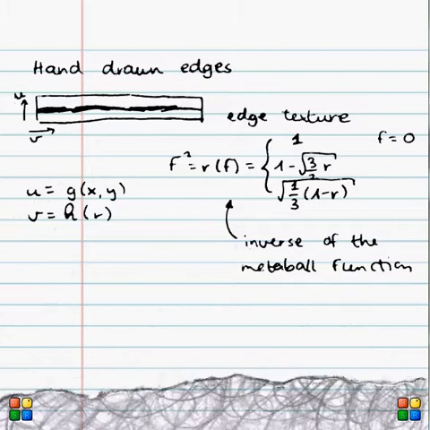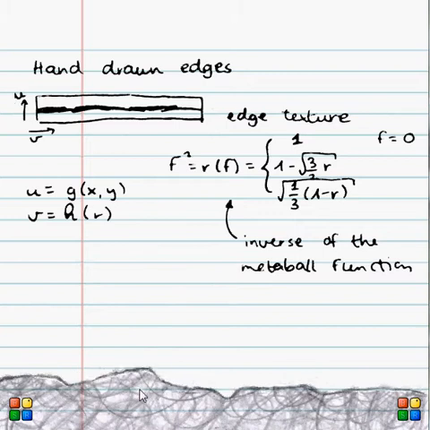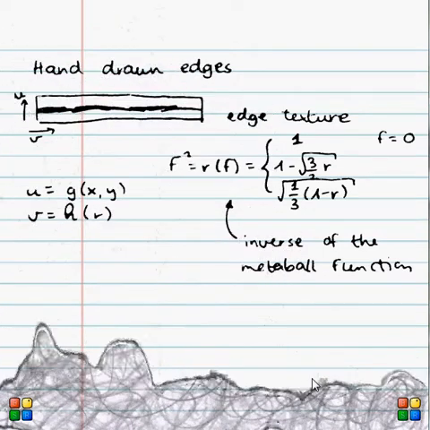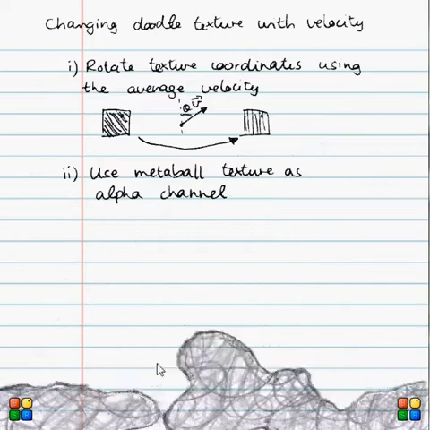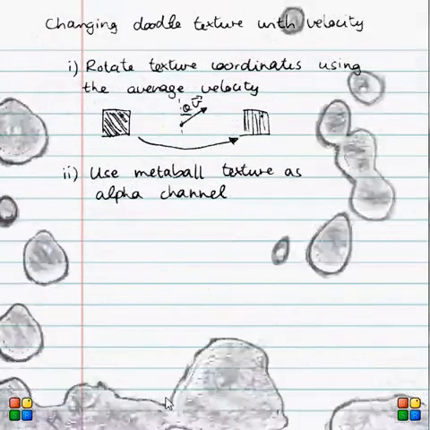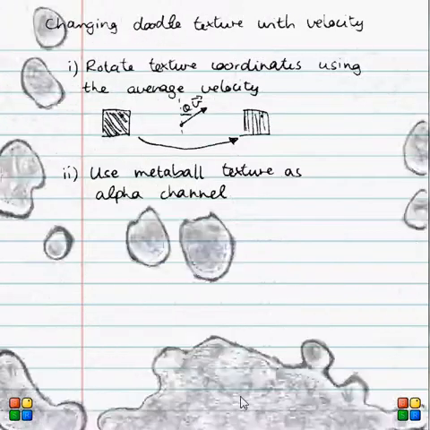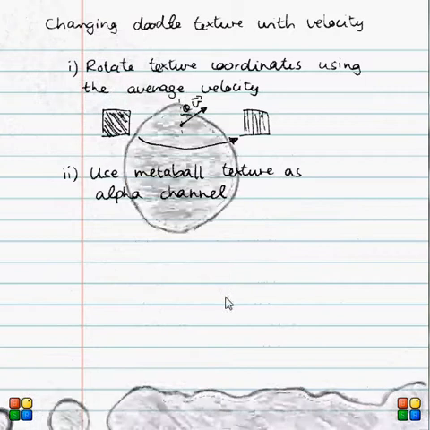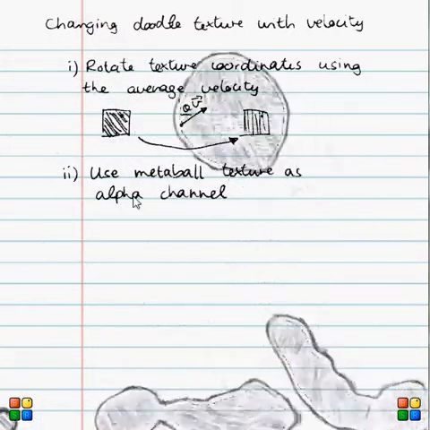The horizontal coordinate of the texture is chosen based on the location on the screen. This way, the edge will be more or less continuous. A last effect we added was make the doodle texture change with velocity. One aspect is rotating the texture coordinates using the average velocity. A second aspect was using the metaball texture as an alpha channel.